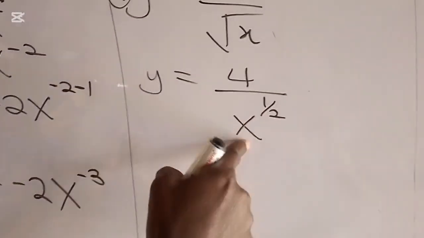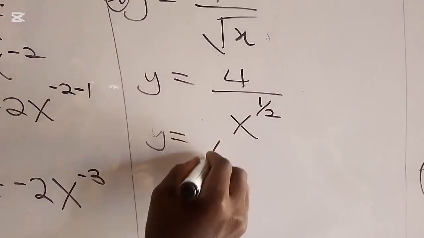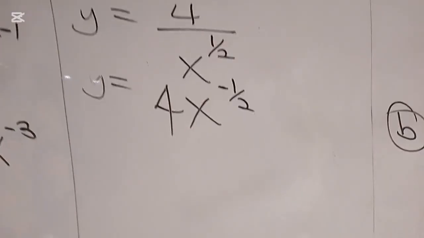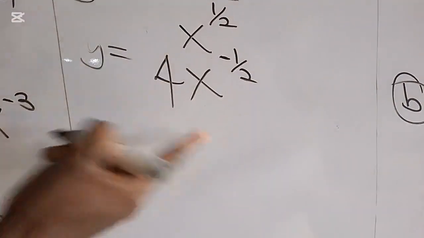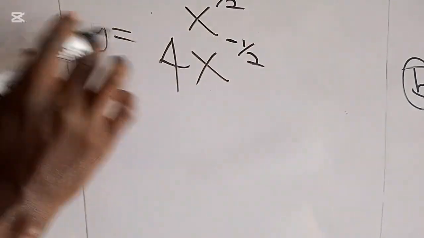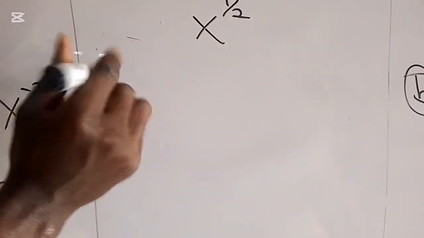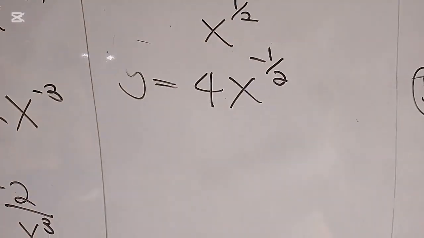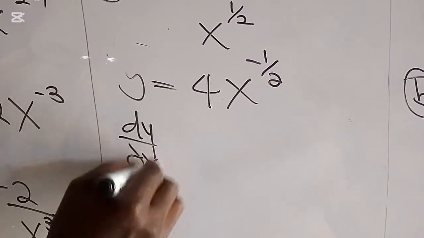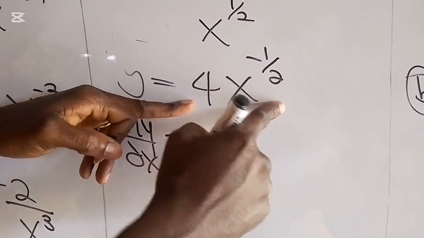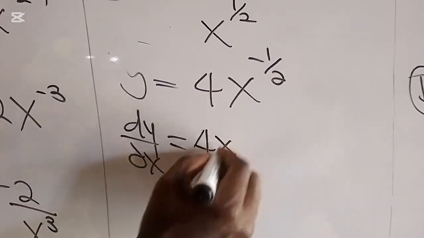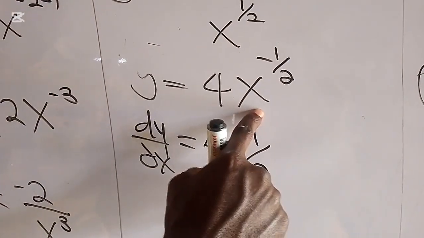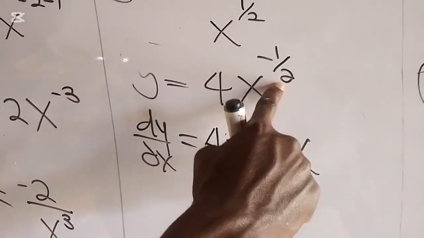And you can rewrite it again as y equals 4x exponent negative 1 over 2. I hope you are following. This can be written like this, and finally can be written like this. So when it is in this final stage, that makes our differentiation very easy. So our dy over dx, we drop the negative 1 over 2 to multiply the 4. So we have 4 multiplying negative 1 over 2, then we bring our x.